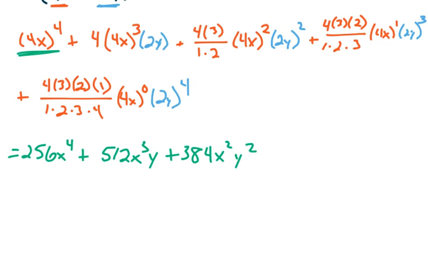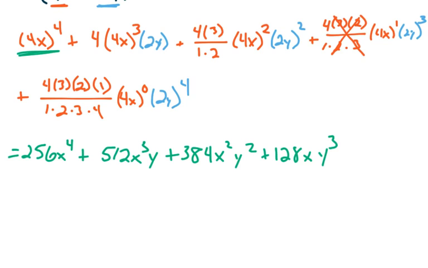The next term here, 4 times 3 times 2. 4 times 3 is 12. Let's see, the 3's cancel, the 2's cancel. We're just left with 4. Okay, that makes it easier. So 4 times 4 to the first is 4. 4 times 4 is 16. 2 to the third is 8. So 16 times 8, that's going to be 128. So 128, I've got 1 x and 3 y's.